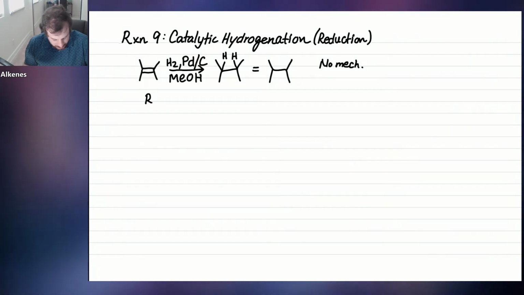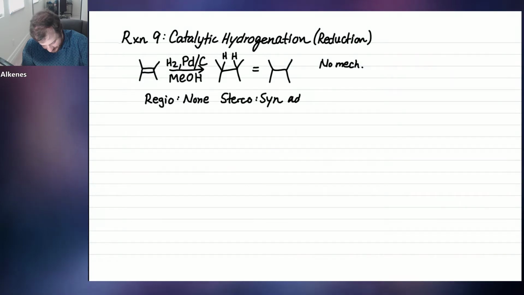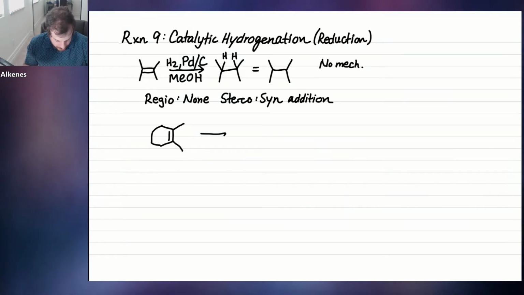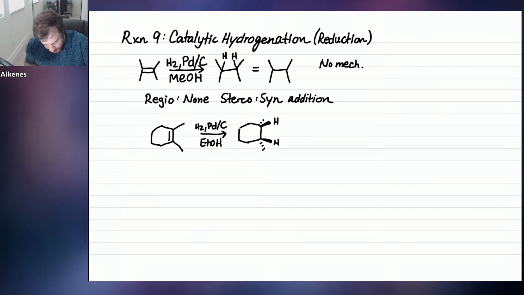The regiochemistry, well, we're adding the same thing to both sides, so none. Stereochemistry, it's syn addition. God, I really lied. There's a lot of syn addition ones. Okay, syn addition. So let's take a look here. If I took this alkene and I treat it with H2, palladium on carbon, and why don't I do ethanol as a solvent? That's also acceptable. It's going to add 2 hydrogens to the alkene, and it's going to add them from the same direction. So we'll get wedged hydrogen, and then the 2 methyl groups will be forced to become dashes.